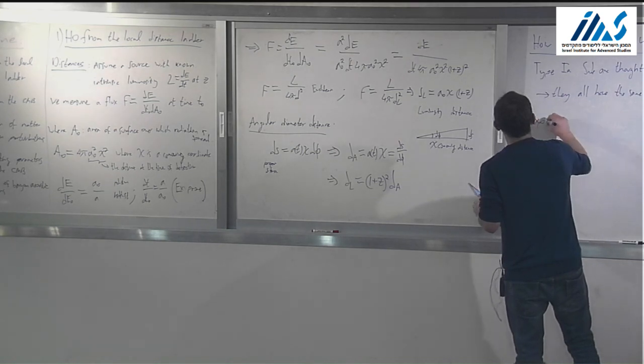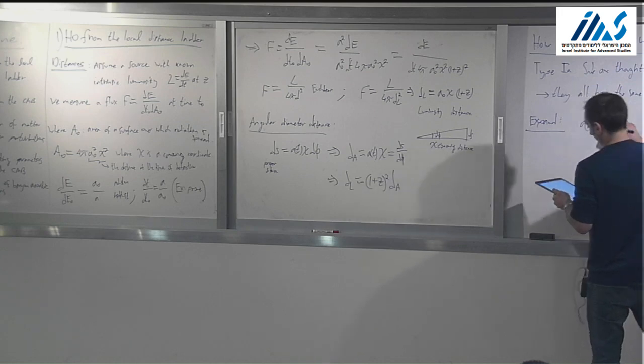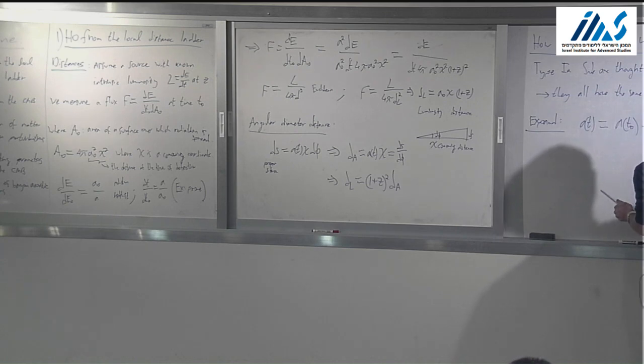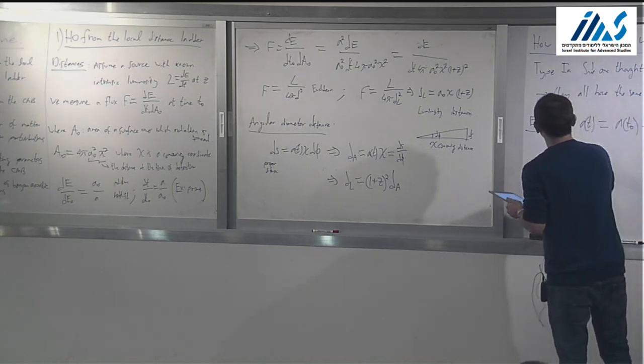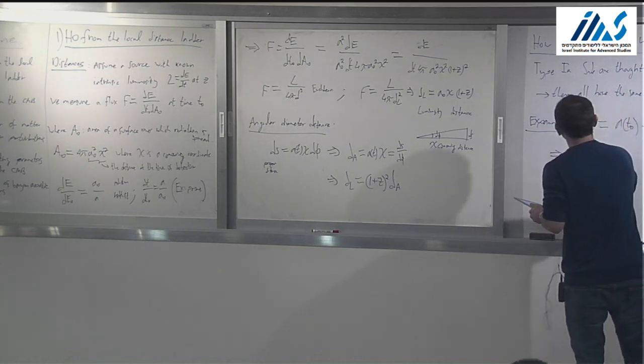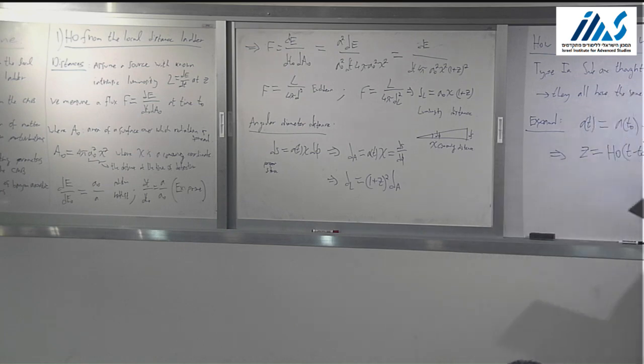Okay, so now let's expand. First, let's expand the scale factor, just in a simple Taylor series to first order. From this, if you take this and you divide by a, both sides of the equation, you get that z equals H naught times t minus t0. Sorry, this should be H naught. Okay?